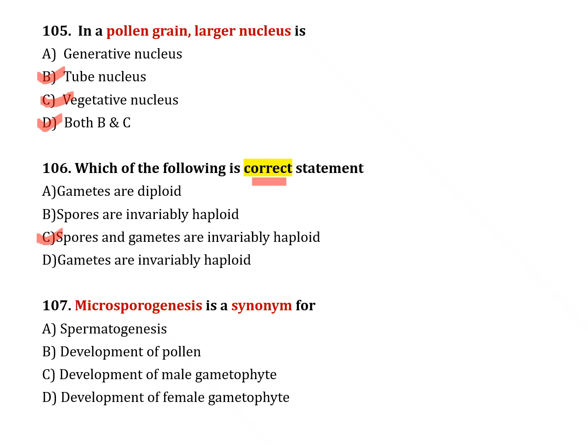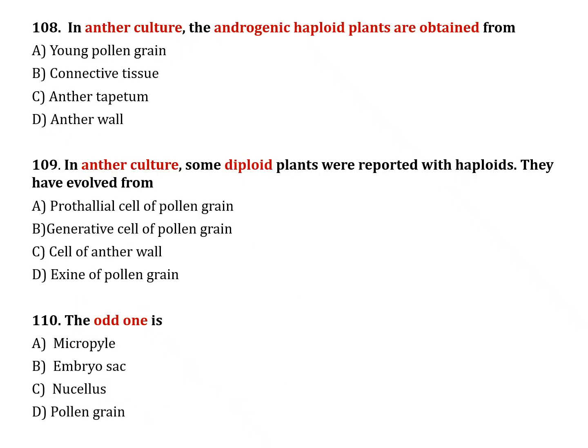Microsporogenesis is a synonym for option A, spermatogenesis. Option B, development of pollen. Option C, development of male gametophyte. Option D, development of male gametophyte. Correct answer is option B, development of pollen. The next question, number 108.